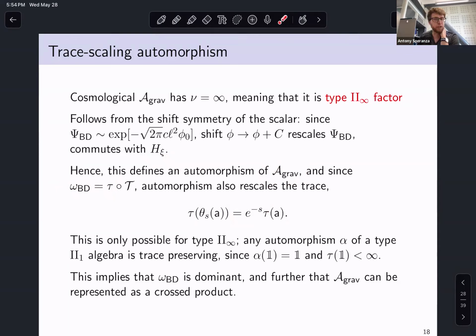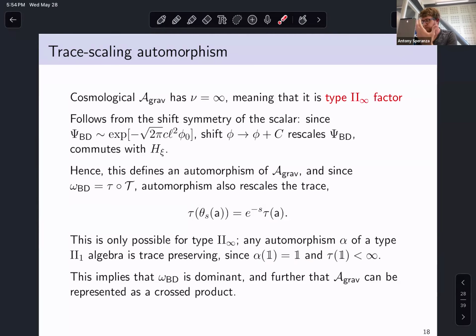And this is only possible if you have a type 2 infinity algebra. Because, for example, in a type 2-1 algebra, all operators have finite trace, including the identity. And you can't have a symmetry that rescales the identity. So it requires that there's some operators where this blows up, and those are the things that rescale.